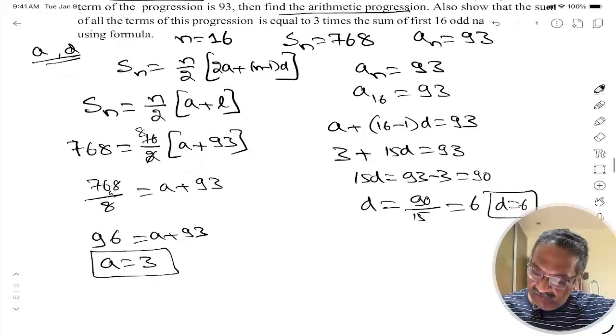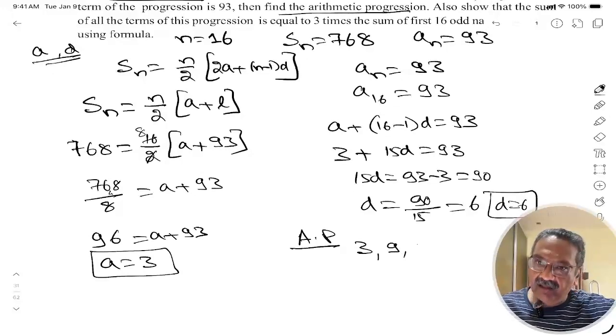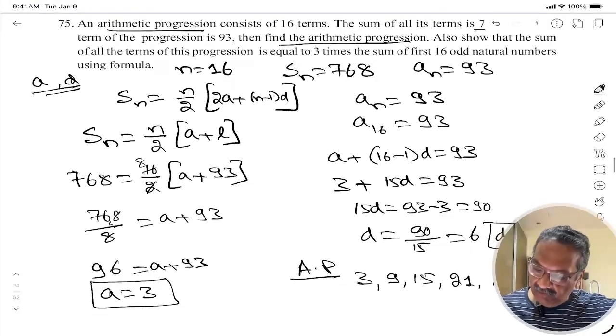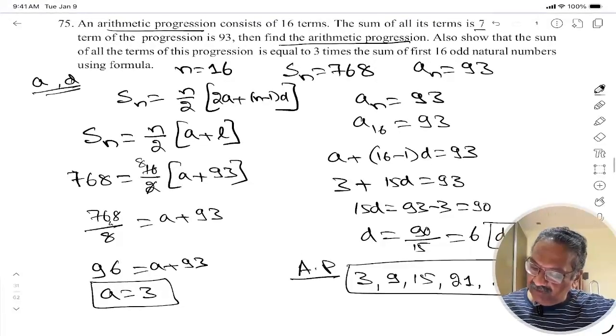So what is the AP? The first term is 3 and the common difference is 6. So the AP is 3, 3 plus 6 is 9, then if you add 6 to 9, it will be 15, and so on up to 93. Okay, so we have solved the first portion. Now let us come to the second part.